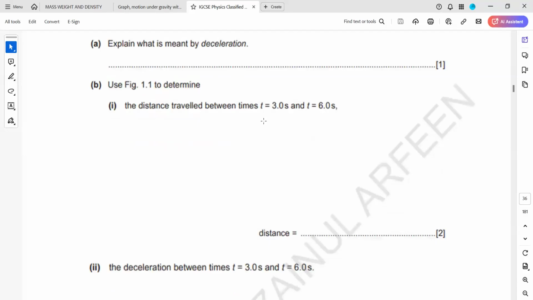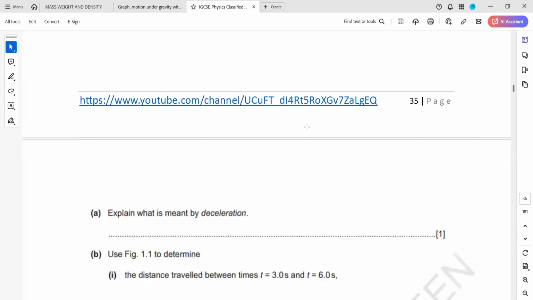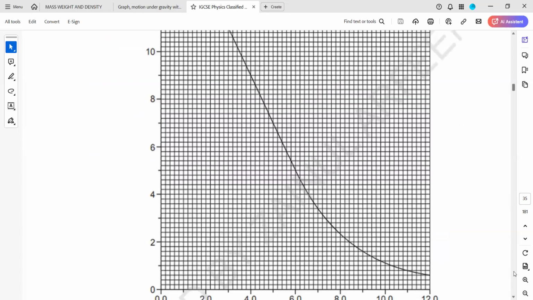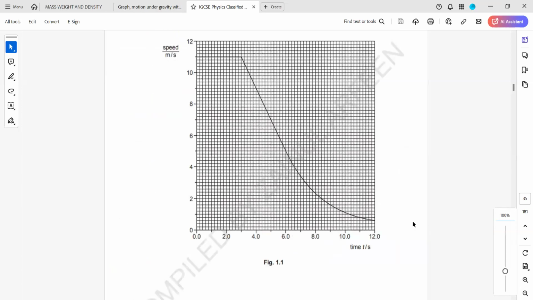Using figure 1.1, determine the distance from 3 to 6. If we have a speed time graph, how do we determine the distance traveled? Speed time, area under the graph. From 3 to 6, we have to determine the distance, so we take the area under the graph. What is the shape? It is making a triangle and a rectangle.